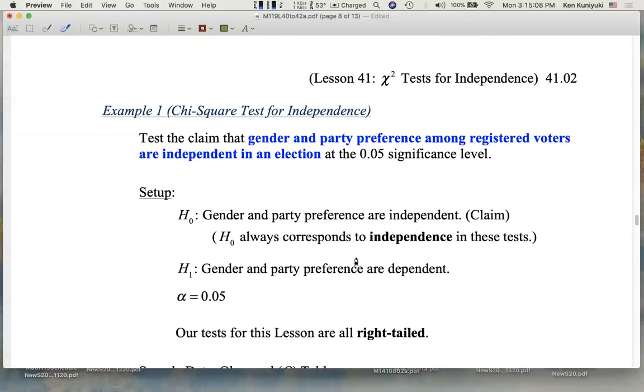Next, we will actually discuss a particular example, setting up and conducting a hypothesis test, the chi-square test for independence or dependence. Next.